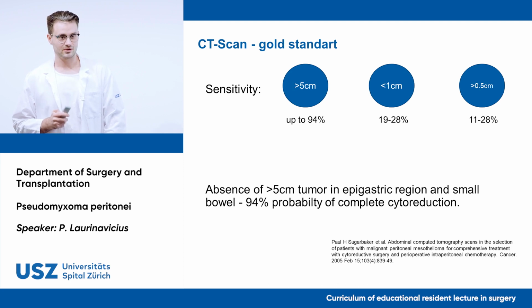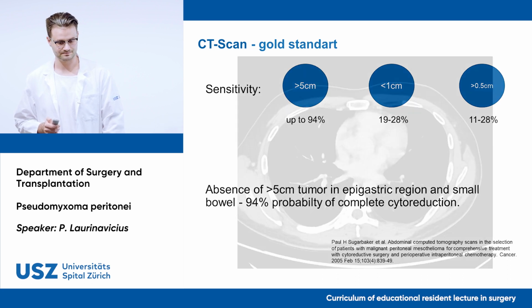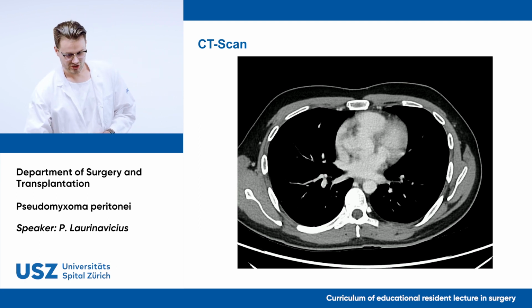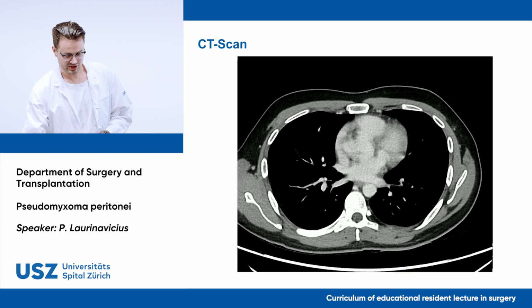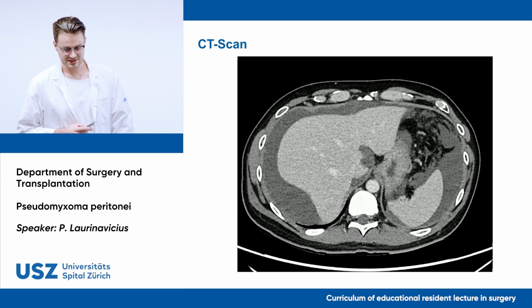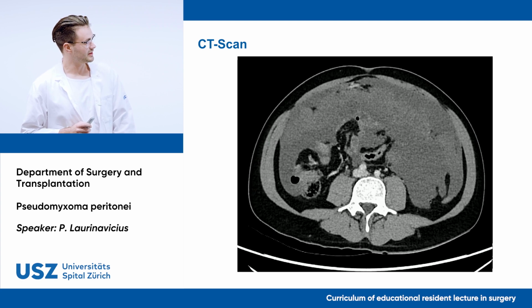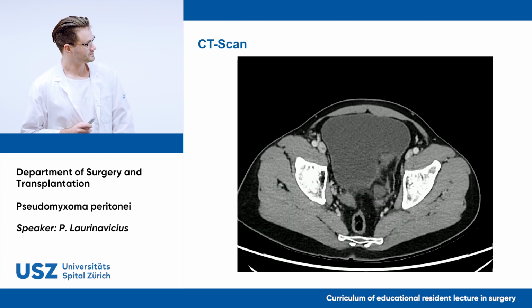Moreover, absence of tumor hurts bigger than 5 centimeters in the epigastric region on small bowel was associated with a higher probability of a complete cytoreduction. Here I would like to show you a CT scan from a patient from our clinic who had a massive mucus infiltration surrounding his liver, spleen, as well as in his small bowel and in the pelvic region.